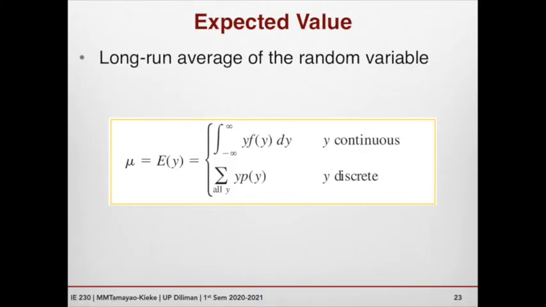We will be using the concept of expected value a lot. Expected value is the long-run average of the random variable. As you can see, the mathematical representation is the same as that of the mean. The operator E applied to y actually yields the mean mu.